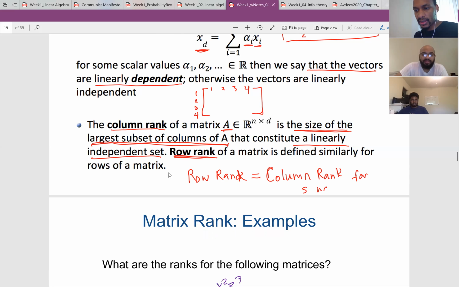That's not true. That's not true? No, that's only if they're full rank. Okay. They're separate. Okay. Disregard that.